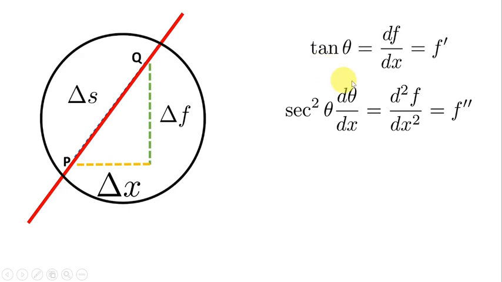If we differentiate this function once again with respect to x, what you're going to get is the differential of tan theta, d theta by dx, which is sec squared theta into d theta by dx, as can be seen. In the same way, if you take the second derivative, we are going to get d squared f by dx squared, which is equal to f double prime.